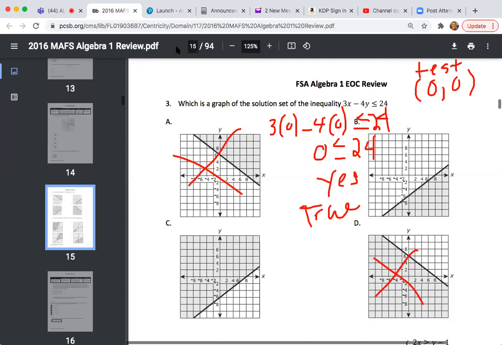Yes, guys, the answer is C. Because 0, 0 is right here, guys, and 0, 0 makes the problem true. So you want to shade the side that makes the problem true. Very good. All right. Math is about flexibility and versatility, guys, okay? So you have to be versatile with the methods that you use to find these answers.